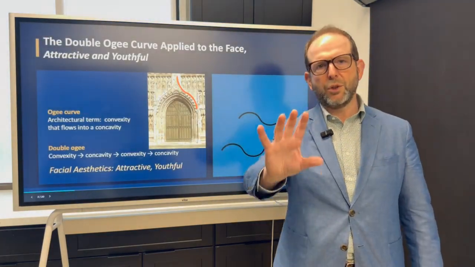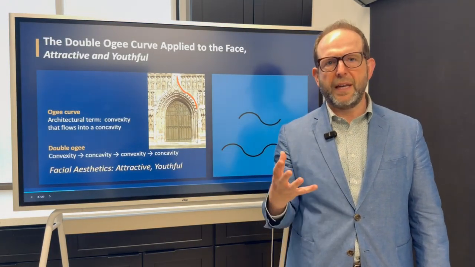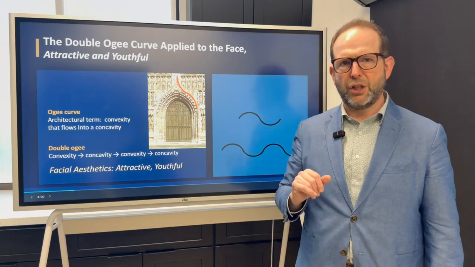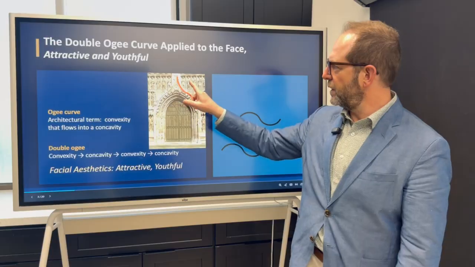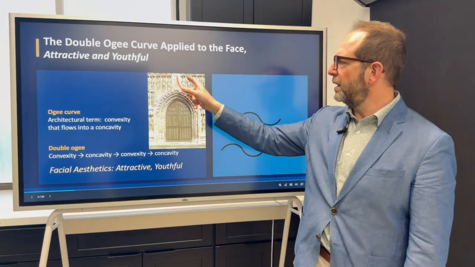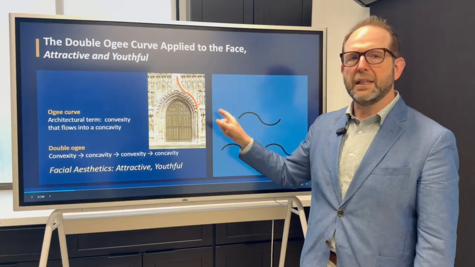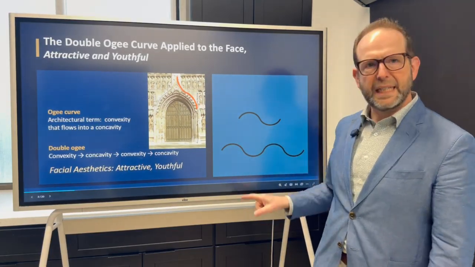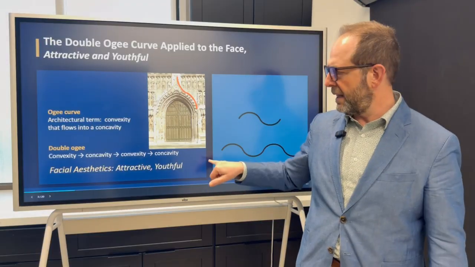One of the contours that we're trying to really bring about in the face to restore youth and a beautiful appearance is a double ogee curve. What's an ogee curve? First of all, an ogee curve is an architectural term that describes where a convexity meets a concavity, a valley meets a small mountain. In the face, we're seeking a double ogee curve. I'm going to show that in a second here.